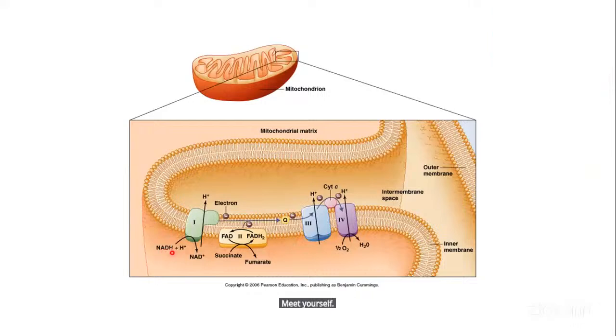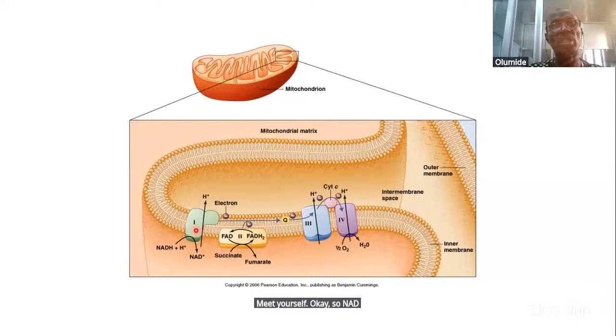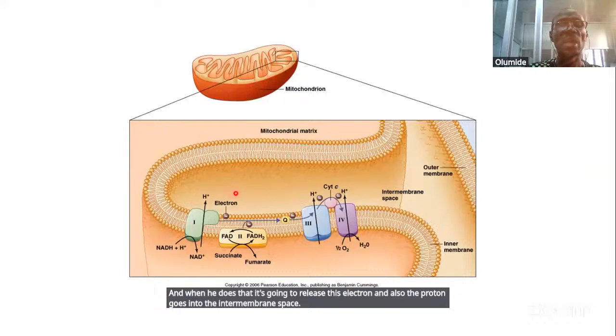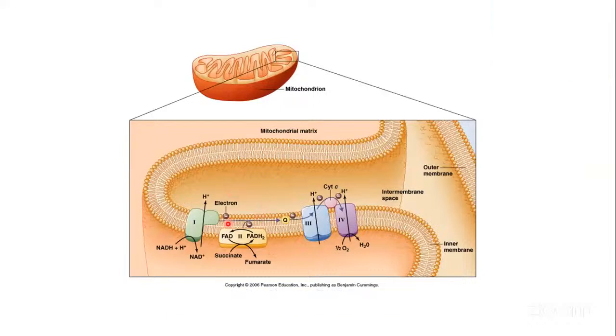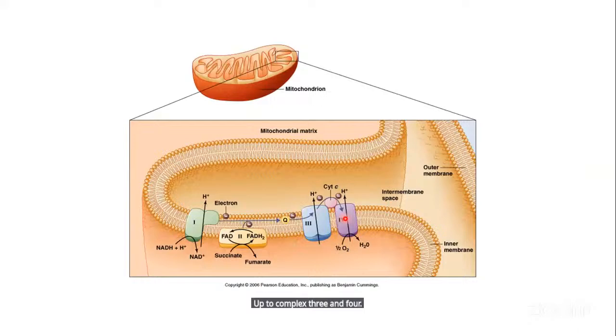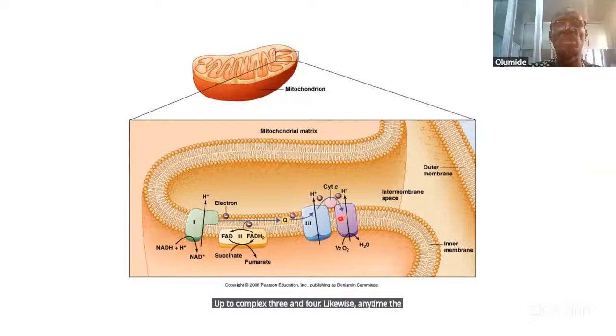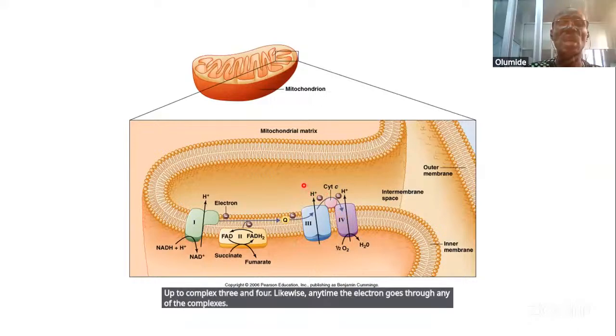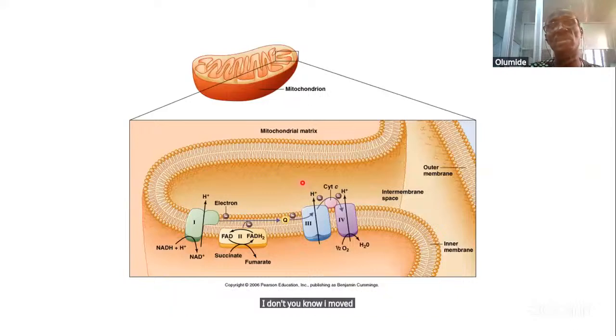Okay, so NADH will come in at complex 1. And when it does that, it's going to release its electron, and also the proton goes into the intermembrane space. And then the electrons will be transported across up to complex 3 and 4. Likewise, anytime the electron goes through any of the complexes, hydrogen ions are moved to the intermembrane space.